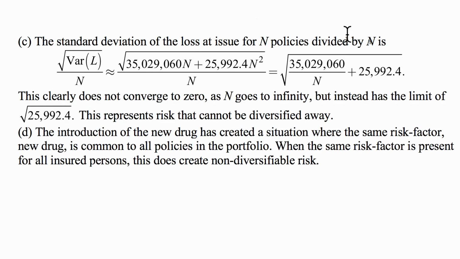And then the standard deviation of the loss at issue divided by N now becomes an expression that doesn't go to 0 as N goes to infinity. Instead, it has a limit. The limit is the square root of 25,992.4. And this represents risk that cannot be diversified away.